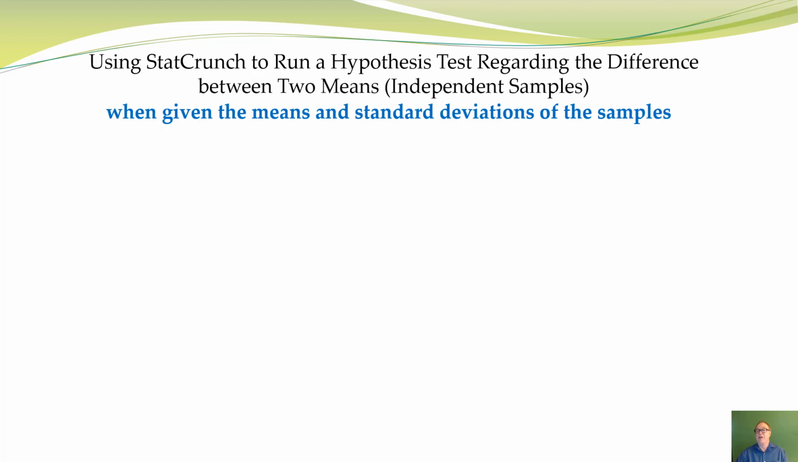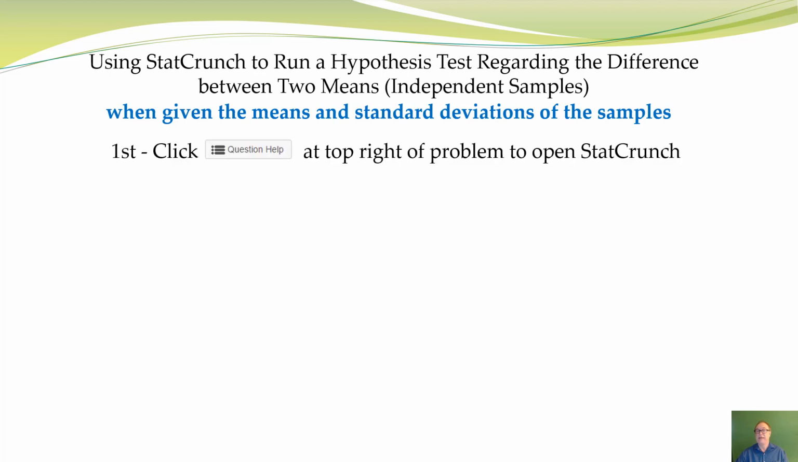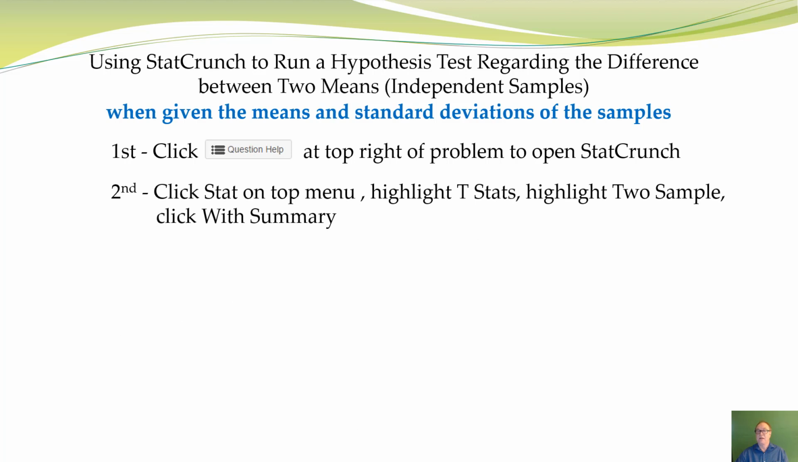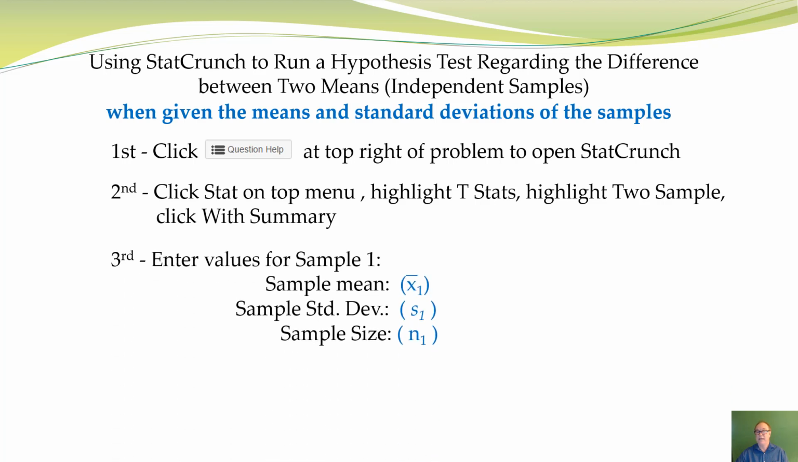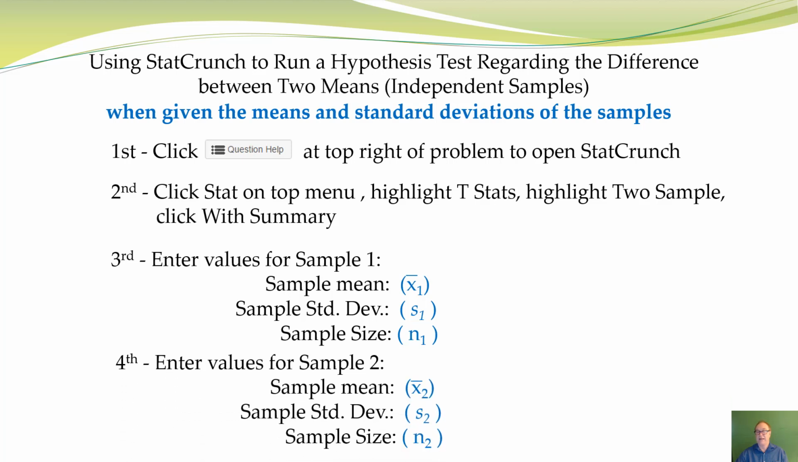Now, when you're given the means and standard deviations of the samples, this time you would just click the question help at the top right of the problem to open StatCrunch. Click Stat in the top menu, highlight T-Stats, highlight two sample, click with summary. Enter values for sample 1: the sample mean, sample standard deviation, sample size, X bar 1, S1, N1. And then do the same thing for sample 2, X bar 2, S2, N2.